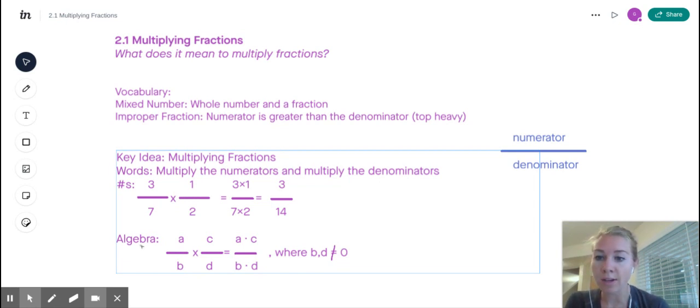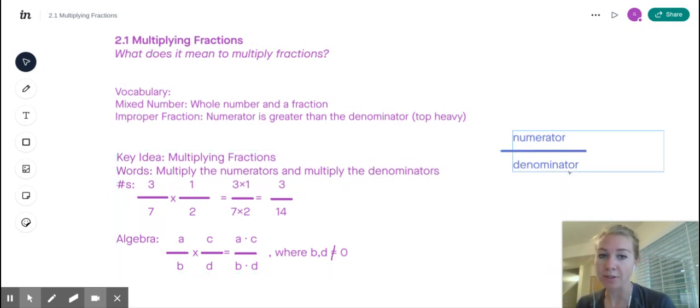So written algebraically, if we have A over B times C over D, you multiply A times C on top and B times D on the bottom. And that only works where B and D are not equal, so I have an equal sign with a slash in the middle, to 0. So B or D cannot be 0. You can never, ever have 0 as a denominator, the bottom number of your fraction.